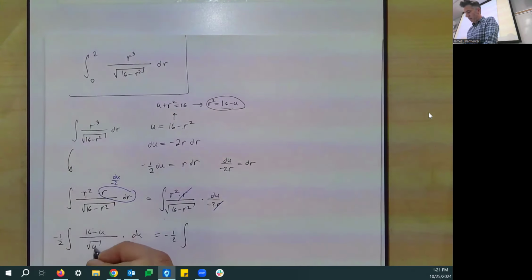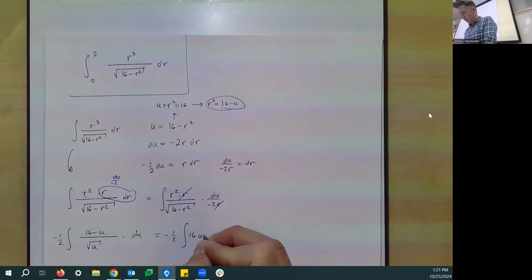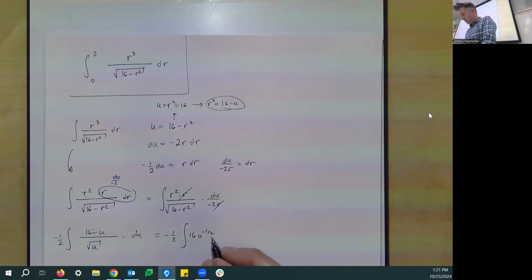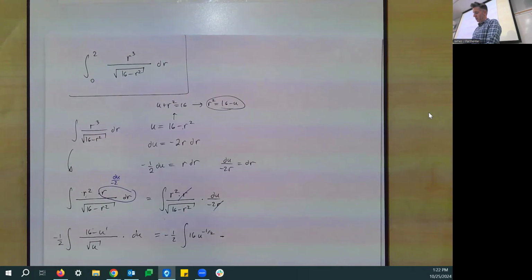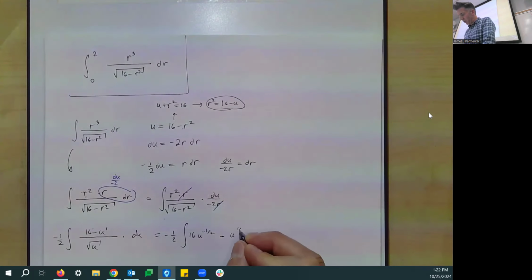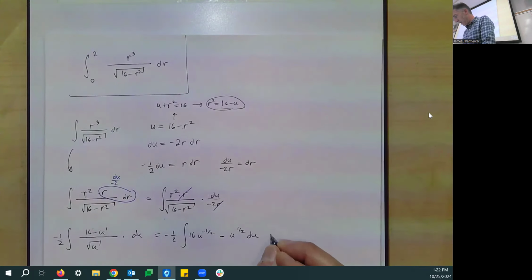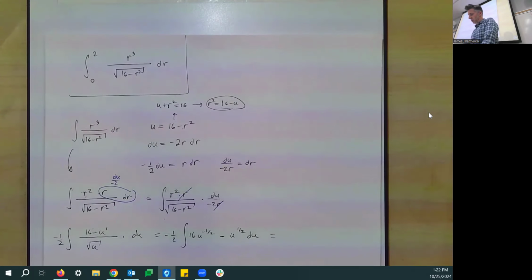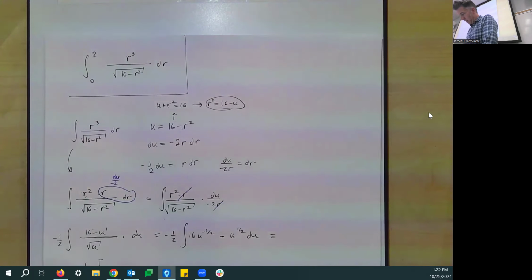So we have 16 divided by the square root of u, which is 16 times u to the negative 1/2, minus u to the first divided by u to the 1/2, which is u to the positive 1/2. And now finally we are ready to antidifferentiate this thing. I know it only took us forever. And we get 16 times u to the positive 1/2 divided by positive 1/2, which is multiplying by 2. And then minus u to the 3/2 divided by 3/2, which is multiplying by 2/3.